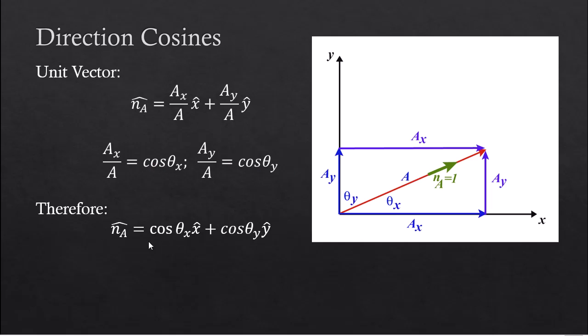You can write the unit vector in terms of the direction cosines, as the unit vector of A is the direction cosine with the x-axis multiplied by the x unit vector, plus cosine of theta y multiplied by the y unit vector. One thing that you will have to remember is that theta x is the angle between the vector and the positive x-axis. Theta y is the angle between the vector and the positive y-axis.